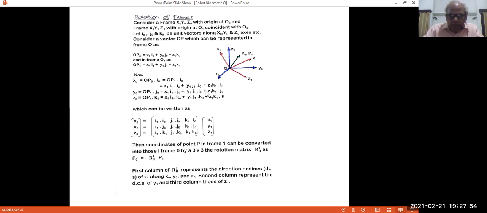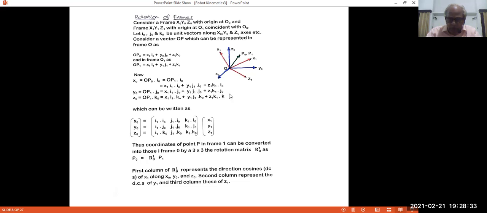Origin being the same. For example, now we take two frames, x0, y0, z0 is one frame written in blue color, and another, suppose the same frame is now rotated in so many ways to come to this position, x1, y1, z1. x1, y1, z1 is the frame that you obtain after rotations. How to relate these two frames? Well, for that what we do is take a vector OP, we call it OP0 when we refer to frame 0, and OP1 when we refer to frame 1.